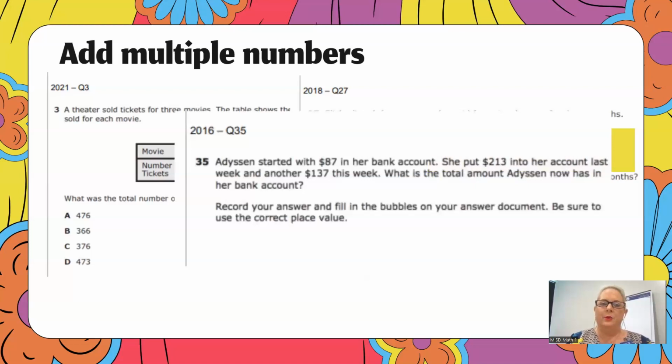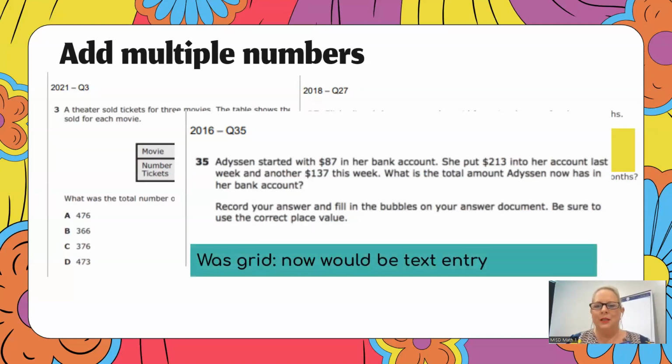Okay, and here's another one. This one doesn't have a table and it doesn't have bulleted information. It just has all the numbers in the word problem. Addison started with $87 in a bank account. She put $213 in her account last week and another $137 this week. What's the total amount Addison now has in her bank account? So again, the place values are different because of that 87.